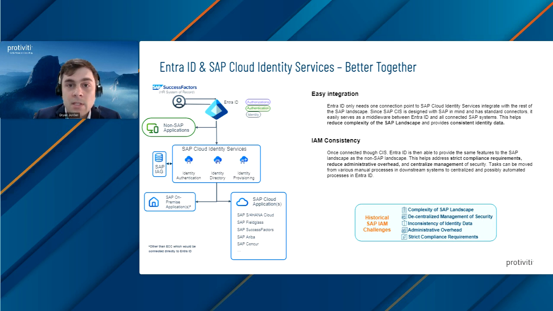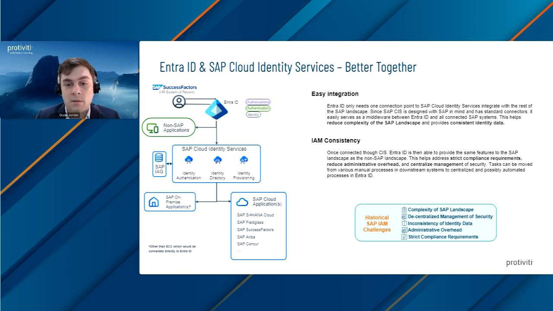So, we have this easy integration and we have this IAM consistency. And I think that both of these things really feed back to those 5 SAP IAM challenges that we talked about earlier. It really helps solve a lot of these things. So, again, 1 + 1 kind of equals 3 here. And the strength of the partnership is just its ability to address these challenges, whether it's decentralized security management or inconsistency of identity data.